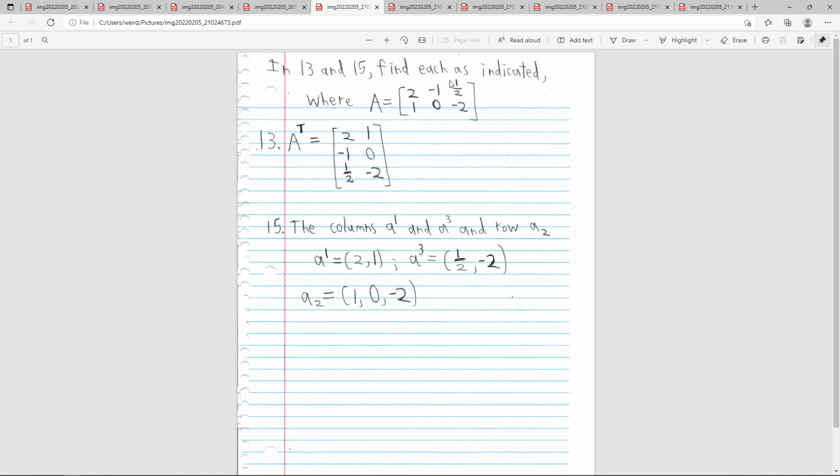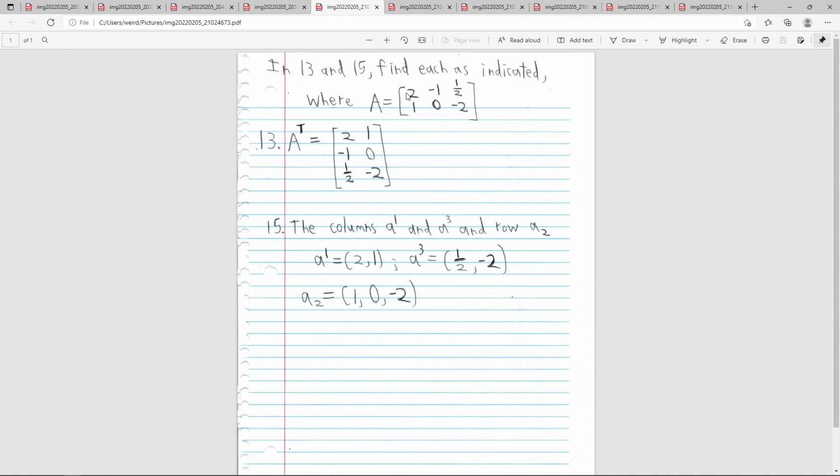So in 1315, this is a real quick one. Find each as indicated, where A equals this simple matrix: 2, negative 1, 1 half, 1, 0, negative 2. First is just A transpose. So literally, row 2, 1 becomes column 2, 1. Row negative 1, 0 becomes column negative 1, 0. And row 1 half, negative 2 becomes column 1 half, negative 2.